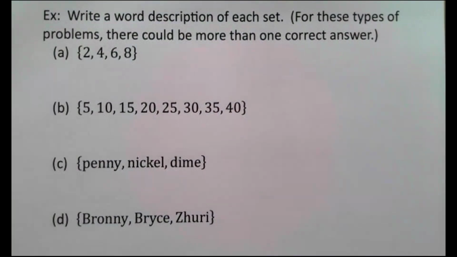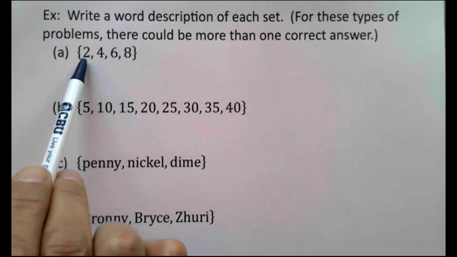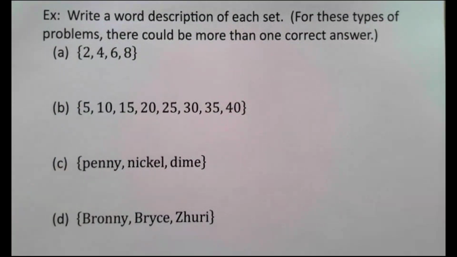So this is to write a word description of each set. Now for these types of questions, there might be more than one correct answer. If you look at part A here, the set is given to us using the roster method as containing the elements 2, 4, 6, 8. There may be more than one way to correctly write a word description of the set. So if you're working on these problems in your lab and you go check your answer, and the answer that I gave is a little bit different than yours, you might still be okay.